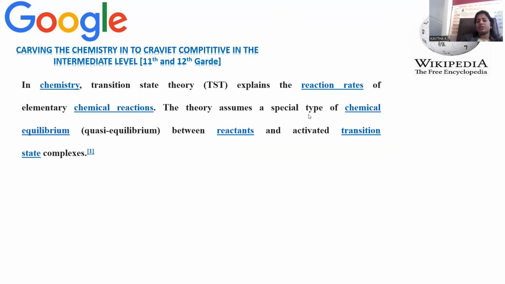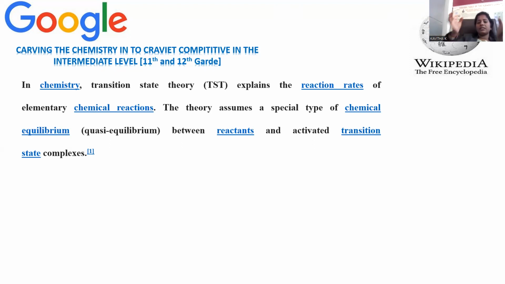The theory assumes a special type of chemical equilibrium that is called quasi-equilibrium. In the transition state theory, the equilibrium is designated as a quasi-equilibrium. That quasi-equilibrium is maintained between the reactant and the transition state complexes. Whenever a reactant reacts, finally we will get the product. Everybody is aware of that.